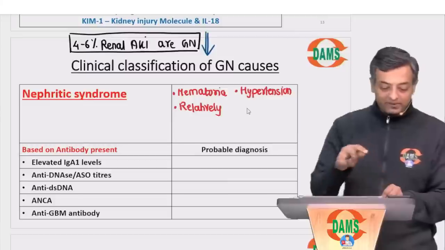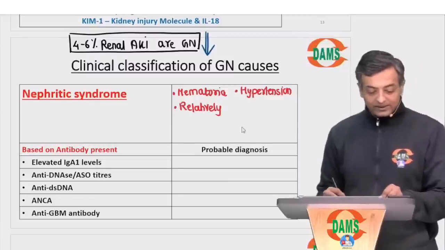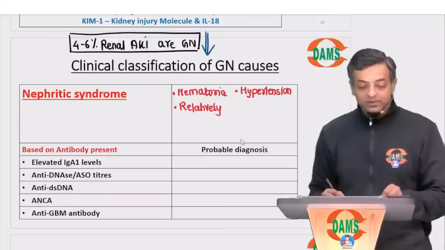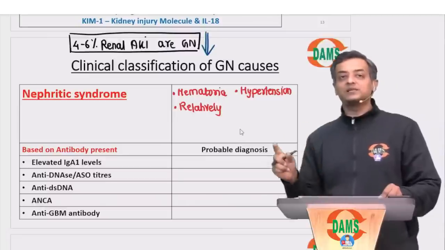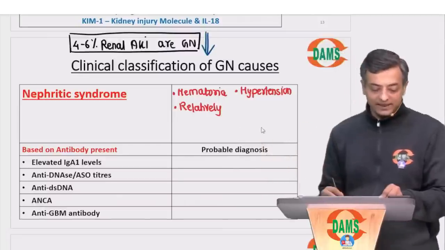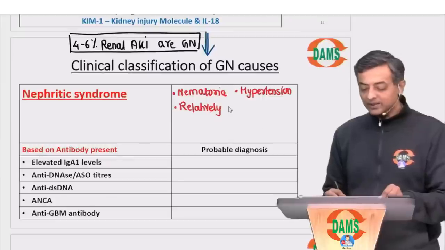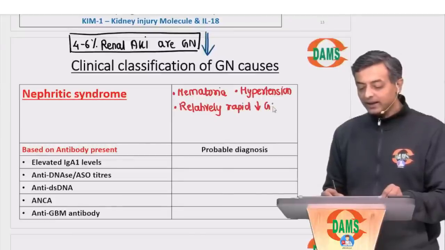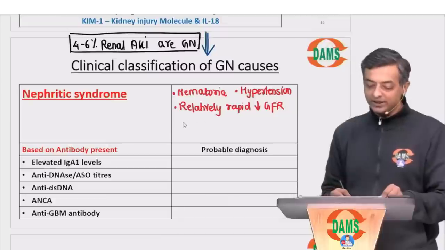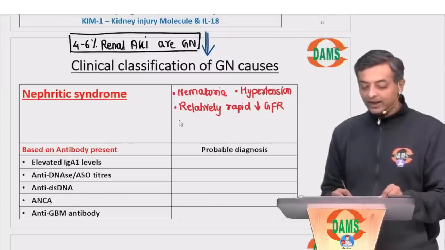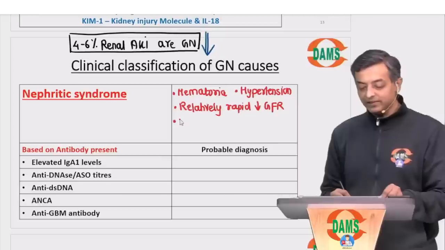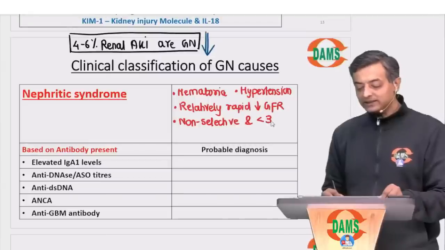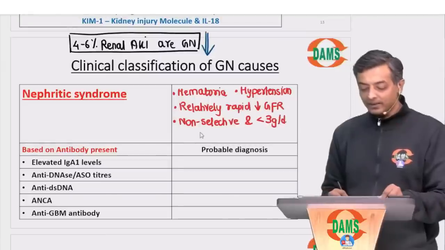PDF will be available. So I want you to listen to me. Isosthenuria means urine and plasma osmolarity are the same. Relatively rapid decline in the GFR. But the type of proteinuria is non-selective and less than 3 gram per day proteinuria.